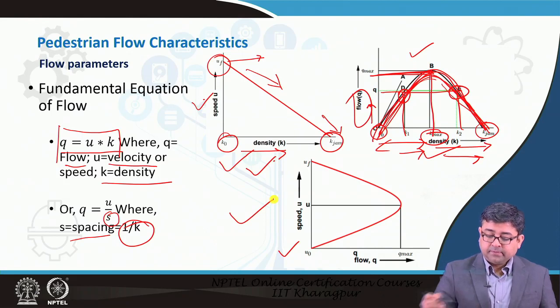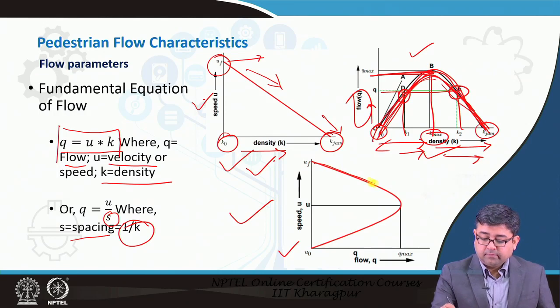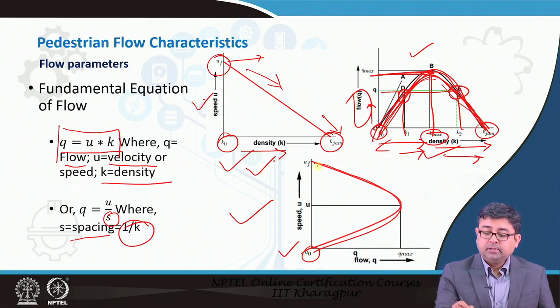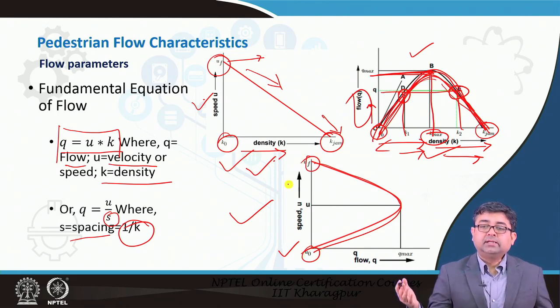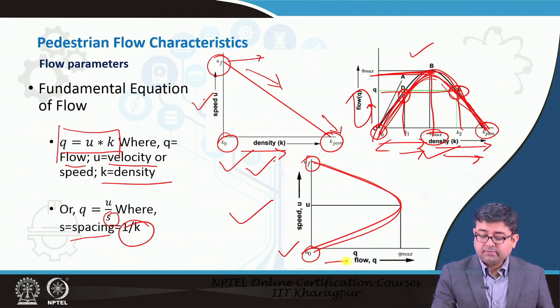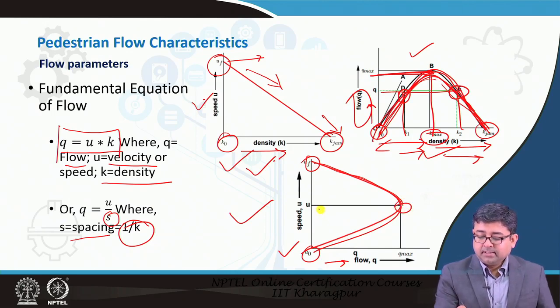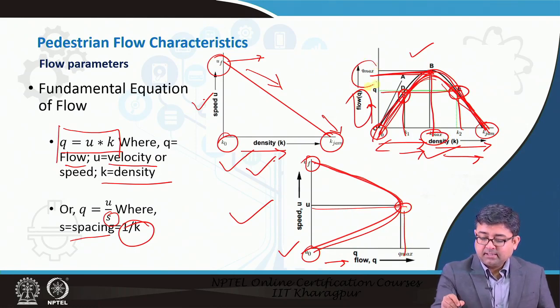Similarly, if you look at the relationship between speed and flow, it is also parabolic in nature, where when the flow is 0, again when there are no people, you can essentially walk at whatever speed you want to walk at, right. It is a free flow speed. Now, as number of people start increasing, your speed starts decreasing, right. Your speed starts decreasing, until you reach Q max, the maximum flow.